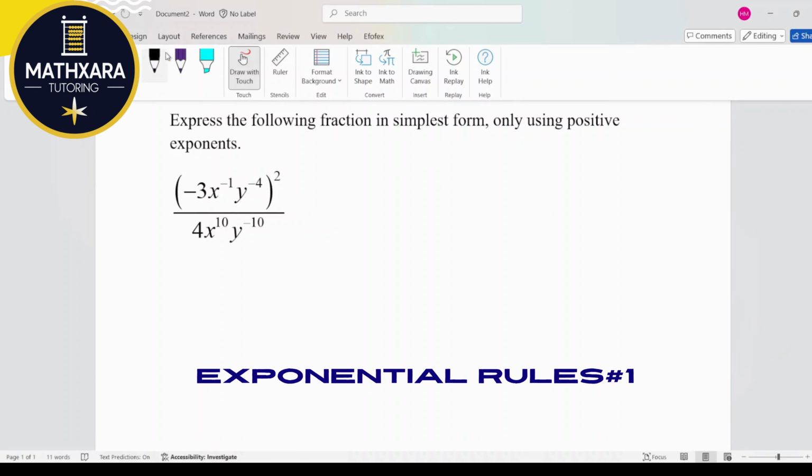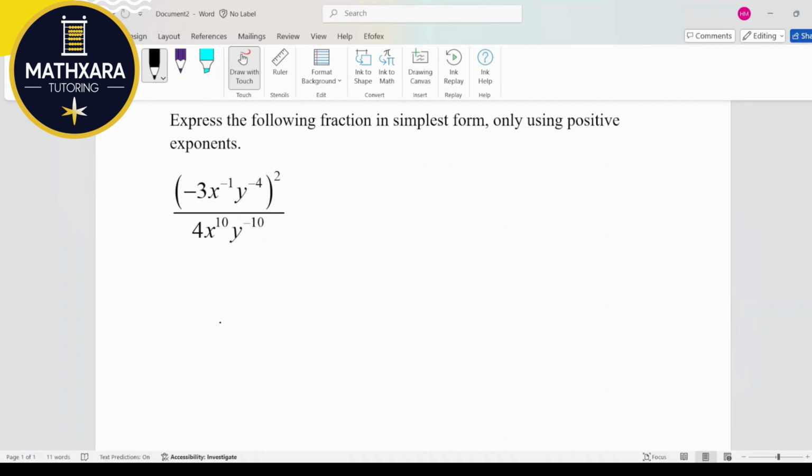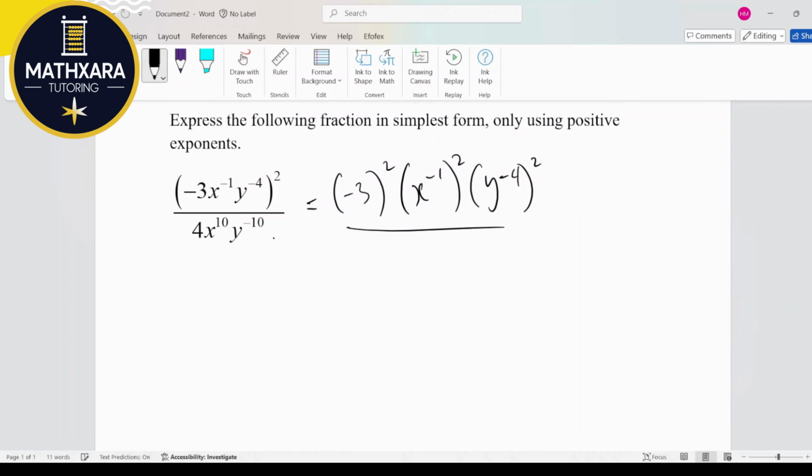This question involves the laws of exponents. The question reads, express the following fraction in simplest form, only using positive exponents. By looking at this question, we notice that our numerator is in parentheses and is all being squared. So what we'll do, we'll rewrite each term and square it. The first term, negative 3 squared, we have x to the negative 1 squared and y to the negative 4 squared. Our denominator stays the same since it's not being raised to any power.